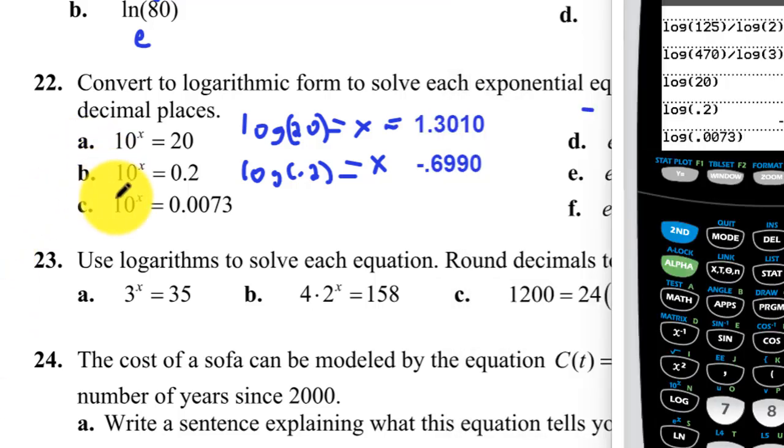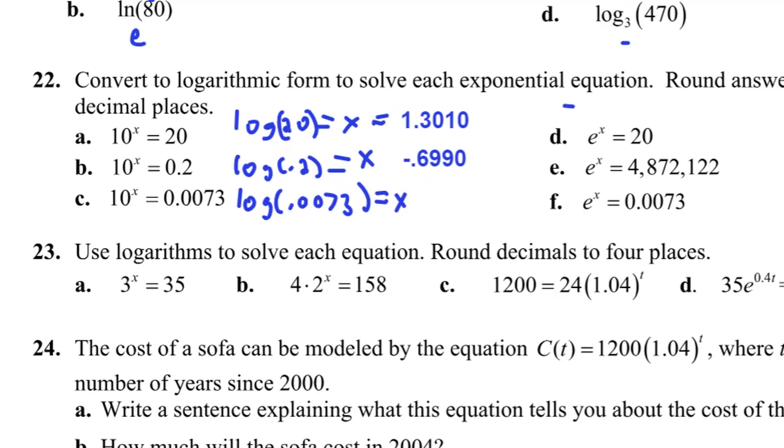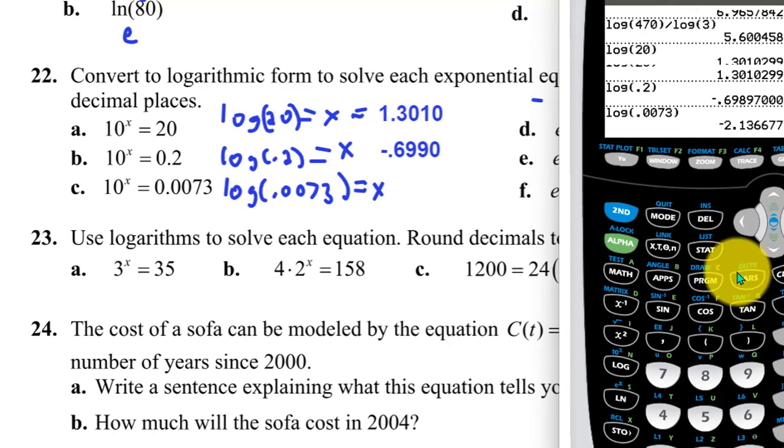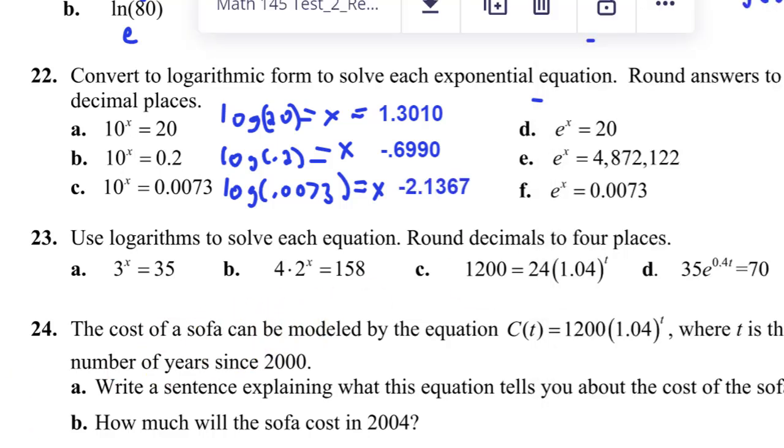And then for number 22C, we're just going to type in log 0.0073. I'll enter that into our calculator. I press enter, and I get negative 2.1367. Okay.